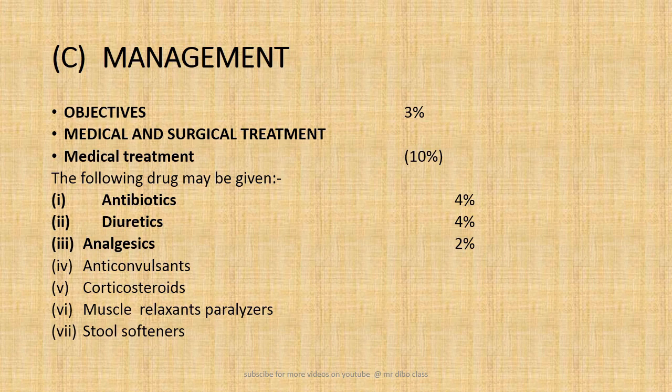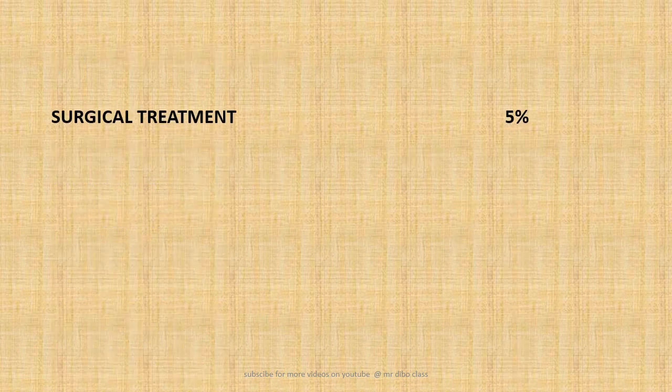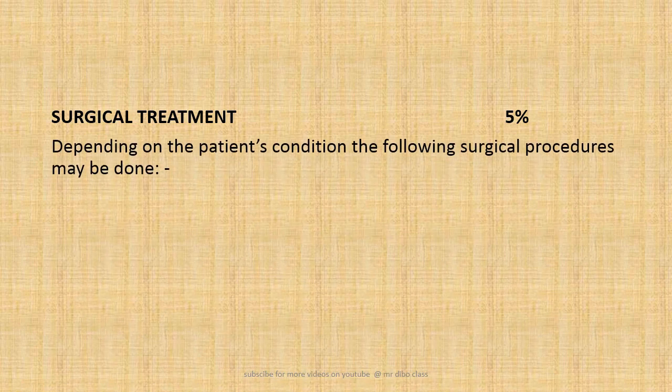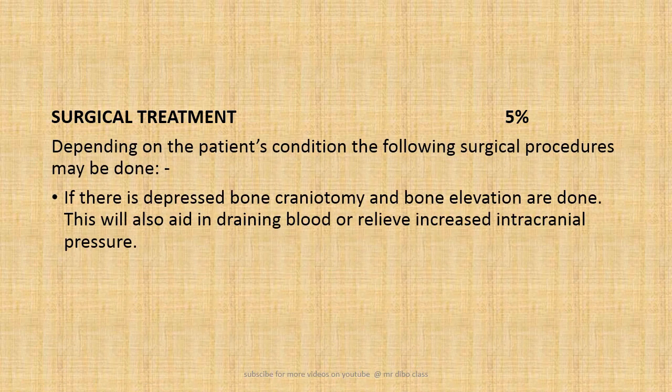Then from there you can also give stool softeners like Colace, 100 milligrams orally 8 hourly, usually to prevent straining as it may increase intracranial pressure. So from there you can move to surgical treatment. So on surgical treatment, depending on the patient's condition, the following procedures can be done. So if there is depressed bone, you can do craniotomy and bone elevation can be done.